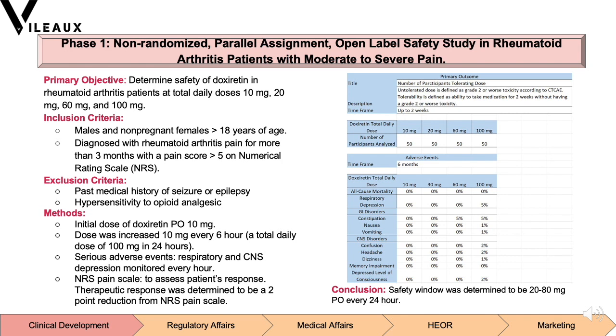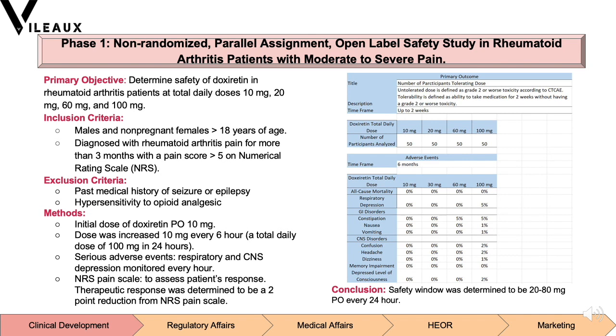As you can see in the table on the right, an untolerated dose is defined as a grade of 2 or worse toxicity according to the CTCAE scale, which is the common terminology criteria for adverse events. A pain reduction of at least 2 points was seen in 40 patients at a total daily dose of 20 mg by mouth doxycycline.